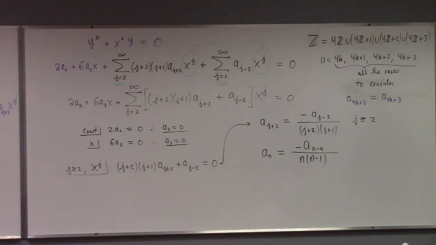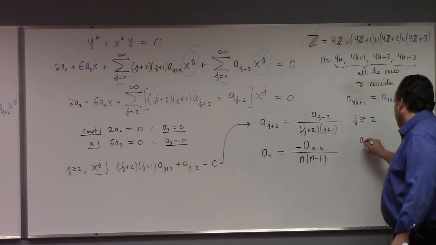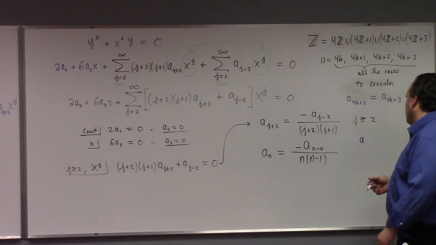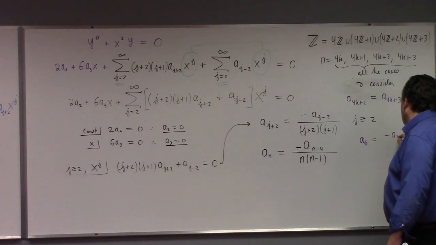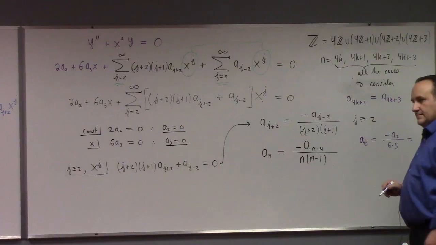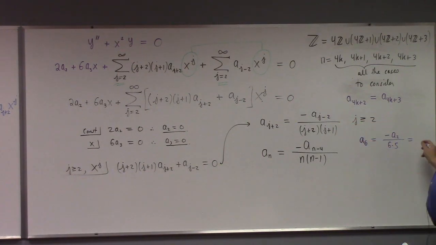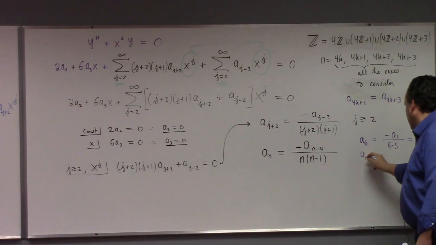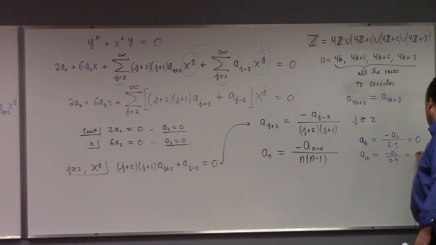Why is this? Let me be a little bit less cryptic. Like a sub 2 is what? Put k equal to 1 for a second. A sub 6 is equal to what? Minus a sub 2 over 6 times 5, which is zero, right? And likewise, a sub 10 is minus a sub 6 over 10 times 9, which is 0.